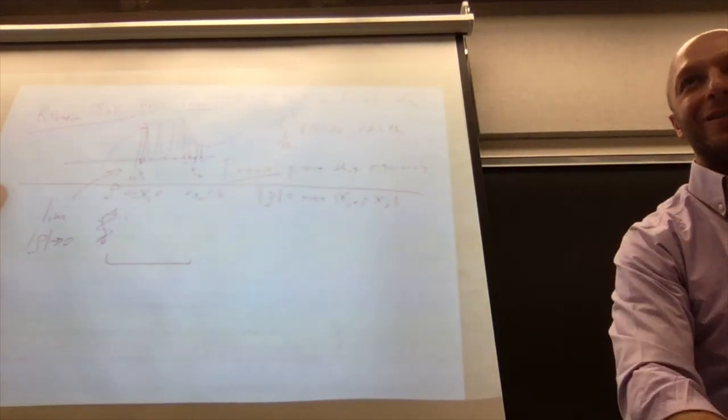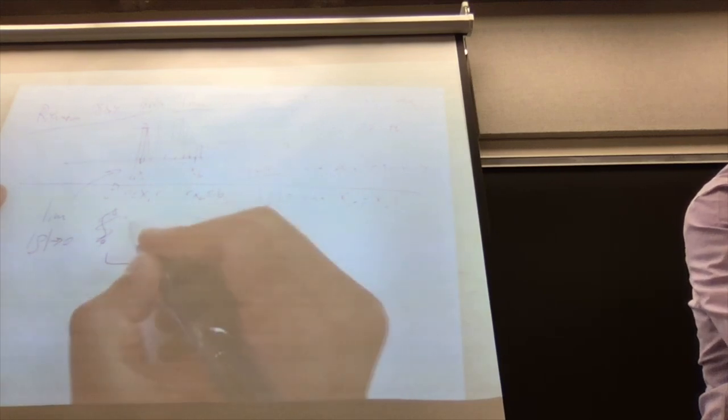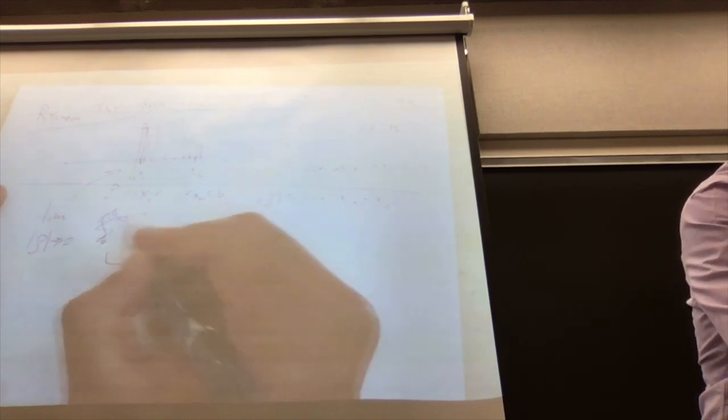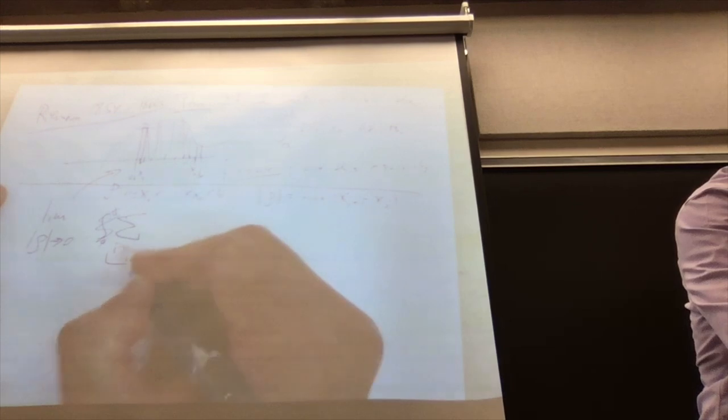Exercise. Write all of this out. It takes a second. It's not that enlightening. You want me to do it? Fine, I'll do it. A sum over i goes from 1 to n.